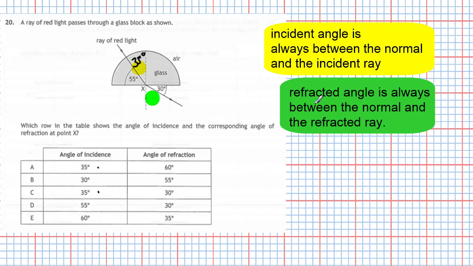Now let's look at the refracted angle. It's between the ray leaving and the normal. We know that the normal makes an angle of 90 degrees to the surface of the glass block, so this angle in here must be 60 degrees to make up the 90. So we've got that response there. So our answer to 20 is A.